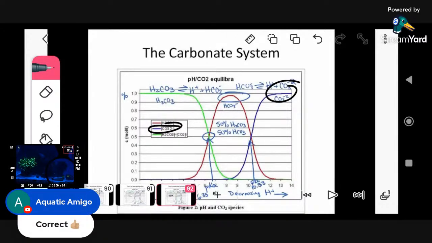Aquatic Amigo says correct. Somewhere I forgot what I asked you guys. I think it was the name of a molecule, or the 2 on the calcium or something. But he said correct. I asked so many things, and then he said correct. So thank you, Aquatic Amigos. You're a real one, bro.